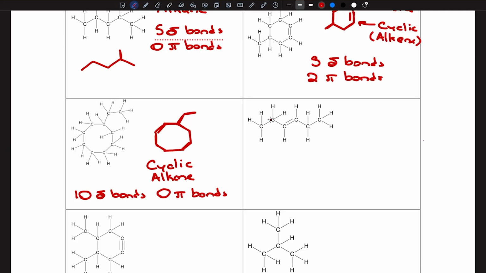Now the next problem, we have these 1, 2, 3, 4, 5, 6 carbons in a nice straight chain and a double bond on the 3rd carbon. And so this is definitely a straight chain, so it's not cyclic, but we do have a double bond. And so we can classify this molecule as an alkene. And you should be able to get 5 sigma bonds and 1 pi bond.